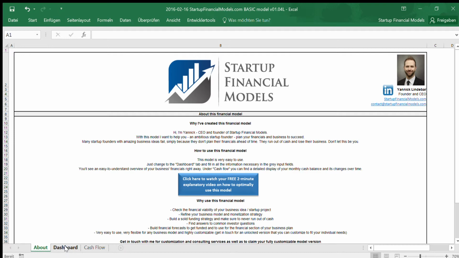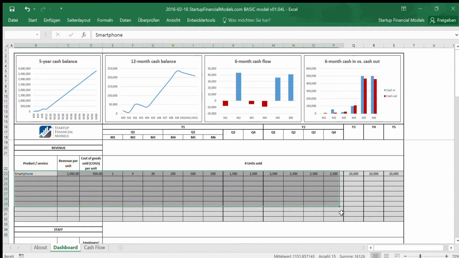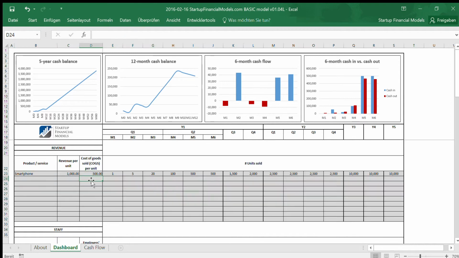To start off with the projections, we go over to the dashboard, and here what we do is we fill out the gray cells here, which I've already done for this example. We see on top there's 4 graphs where we can look at how our cash balance evolves over time over the whole 5-year period, over the first 12 months, over the first 6 months. We can look at what the cash flow looks like.